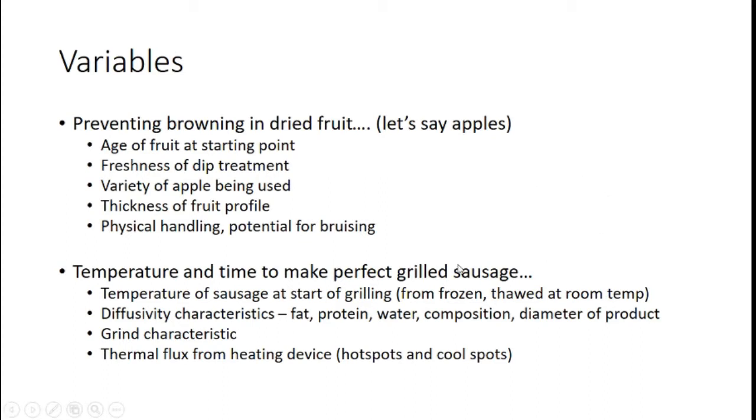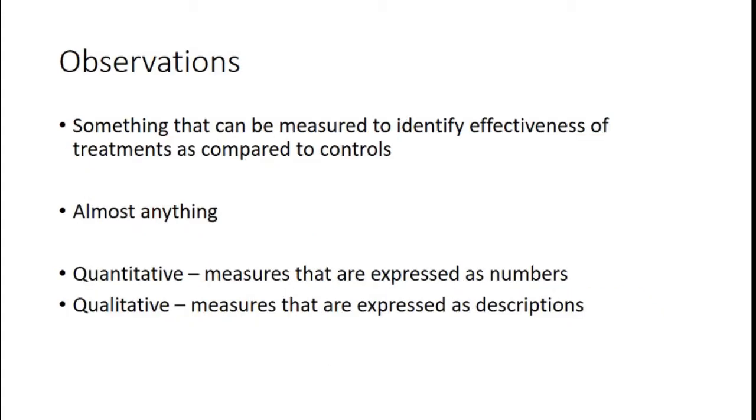And so we'll have a different video about statistical repeats and repeatability of experiments. Watch for that video. Last but not least, we're going to think a little bit about the observations that we're going to make in our experiment. What are the measures that we're using to identify the effectiveness of our treatments as compared to our controls? And this is the fun of food science, in that we come from a tradition of culinary where taste and appearance and organoleptic quality is really quite important.